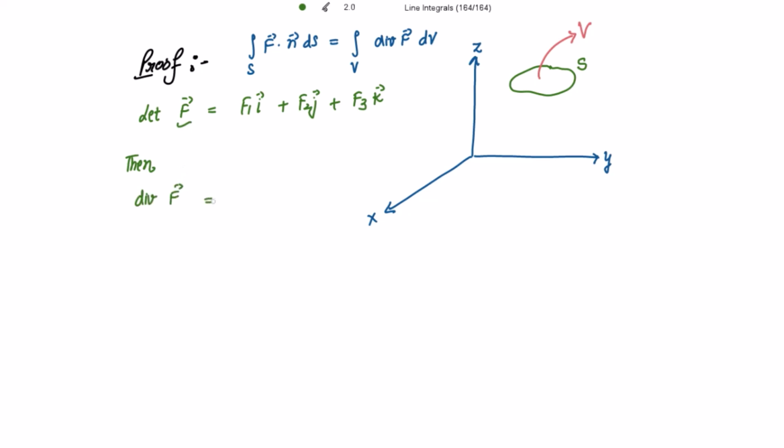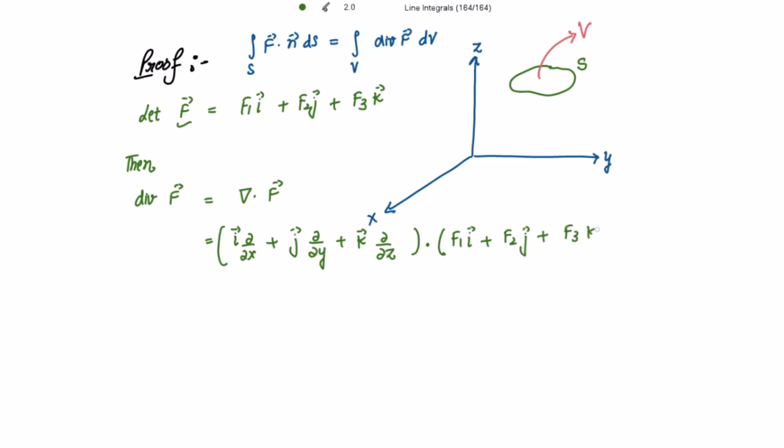Divergence of F vector, that is del dot F vector, is equal to i vector ∂/∂x plus j vector ∂/∂y plus k vector ∂/∂z, taking its dot product with F vector, that is f1 i vector plus f2 j vector plus f3 k vector. So when you take the dot product, we get ∂f1/∂x plus ∂f2/∂y plus ∂f3/∂z.